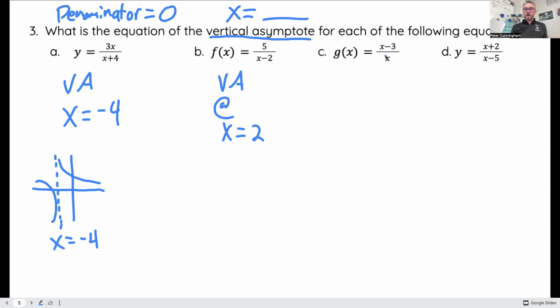A lot of people want to put 1. A lot of people want to say there's nothing here. Well, it's kind of nothing. If we solve this, x equals 0. For letter D, your vertical asymptote will be when x equals 5.